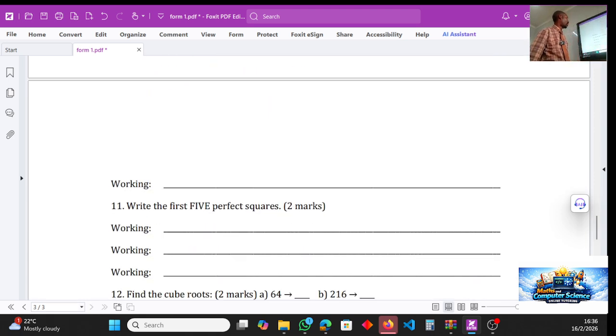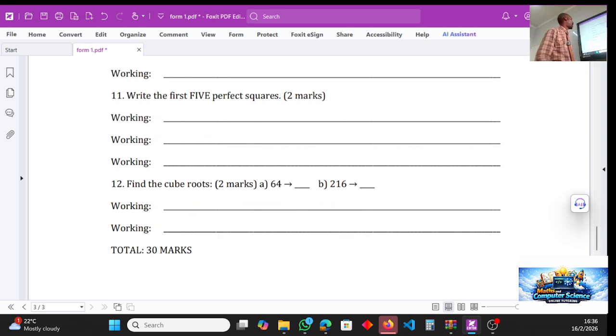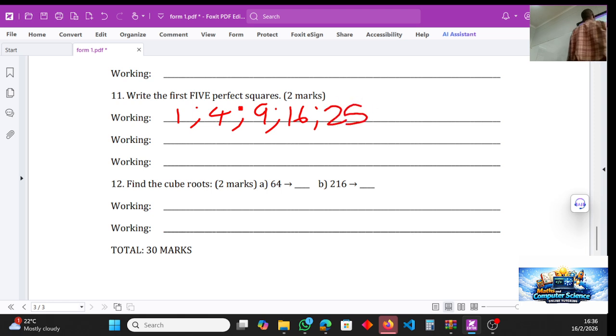Still moving, we are required to find the first 5 perfect squares. If we want perfect squares, we square natural numbers, like 1, the smallest natural number. If I square 1, it gives me 1. If I square 2, it gives me 4. If I square 3, it gives me 9. If I square 4, I get 16. I square 5, it gives me 25. So those happen to be the first 5 perfect squares.